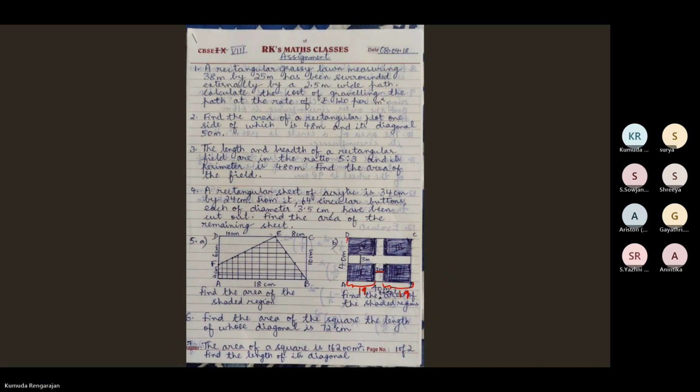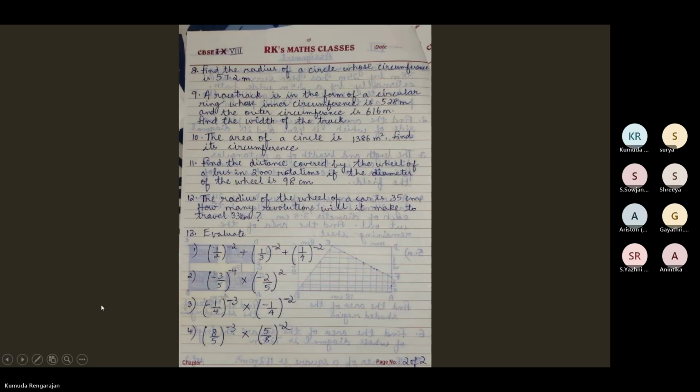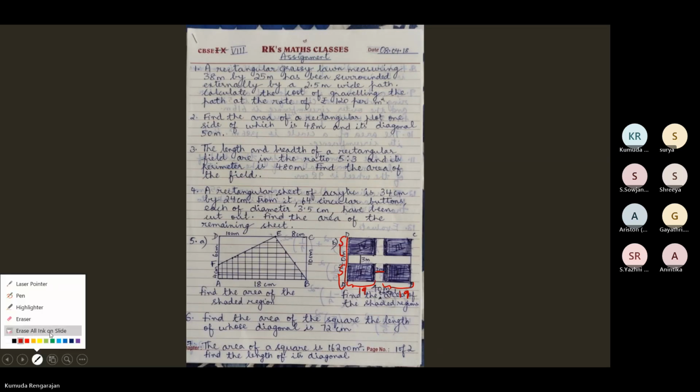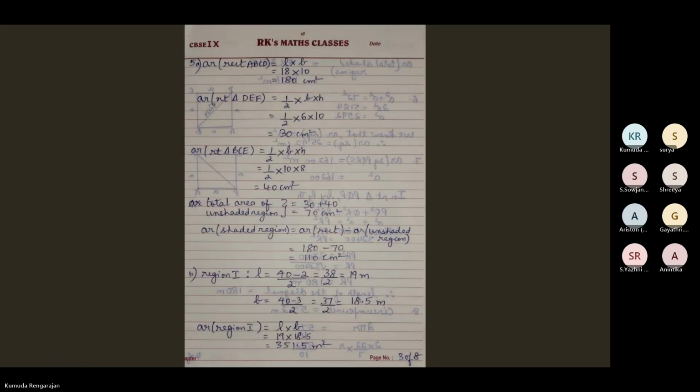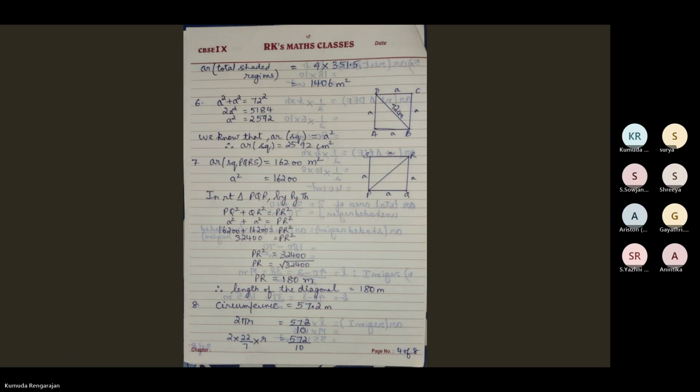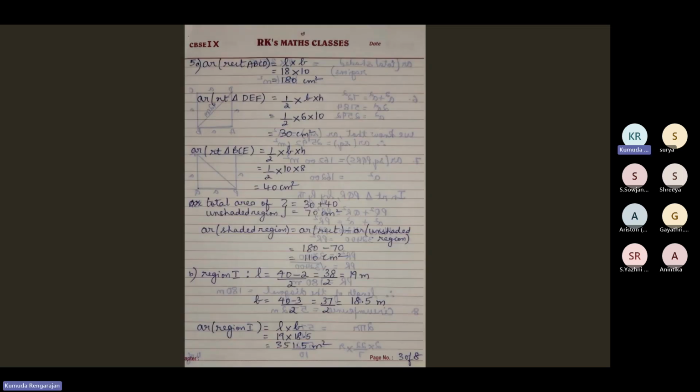Now come to this side. How much? 40. 40 minus 3, 37. Yeah, 37 by 2. You will get these portions. So then you should find the area of the 4 regions. It's as simple as that.